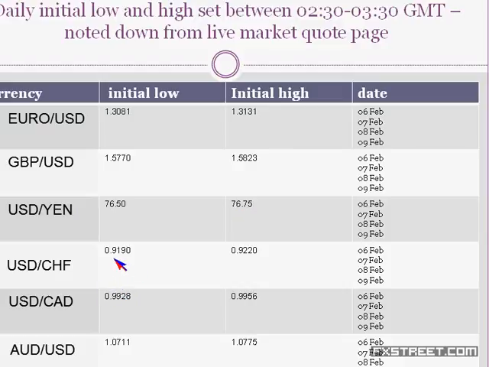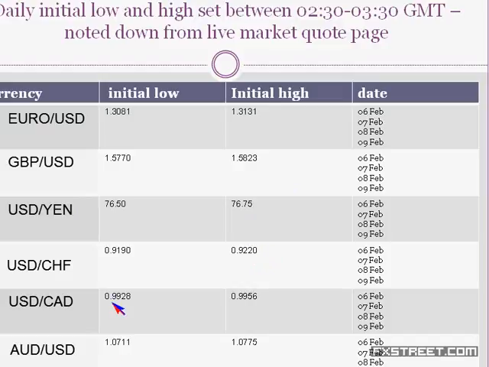Then in the case of CHF, they have done enormous consolidation around the 91 area. 91.90 is the low and 92.20 is the high. They have not breached the low or the high. They could consolidate, focus more on yen and try to gain the levels. Later on, USD CHF could also gain the levels.